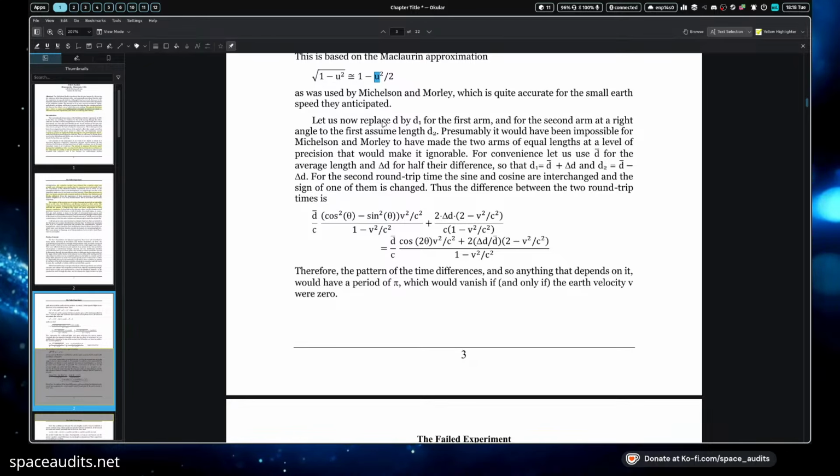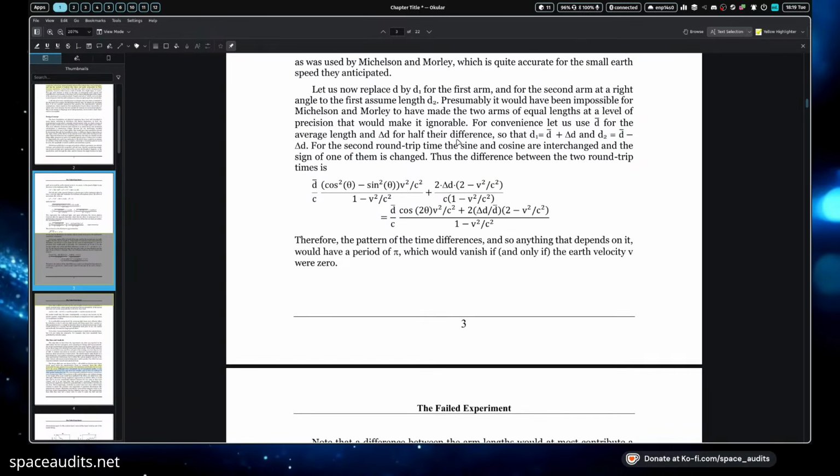Let us now replace D with D sub D for the first arm. So now he's going to break it into the left and right arm components, and we're just looking at more of the same thing, where he's going to mathematically turn that into a different interpretation, through the use of average D, exactly.